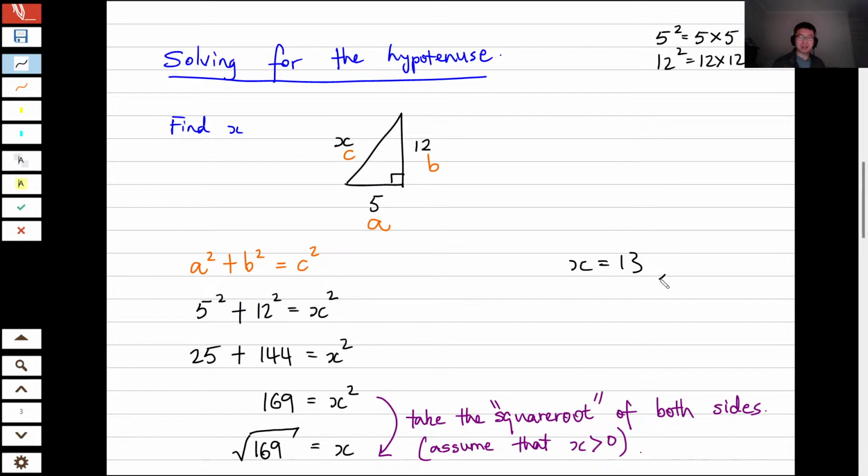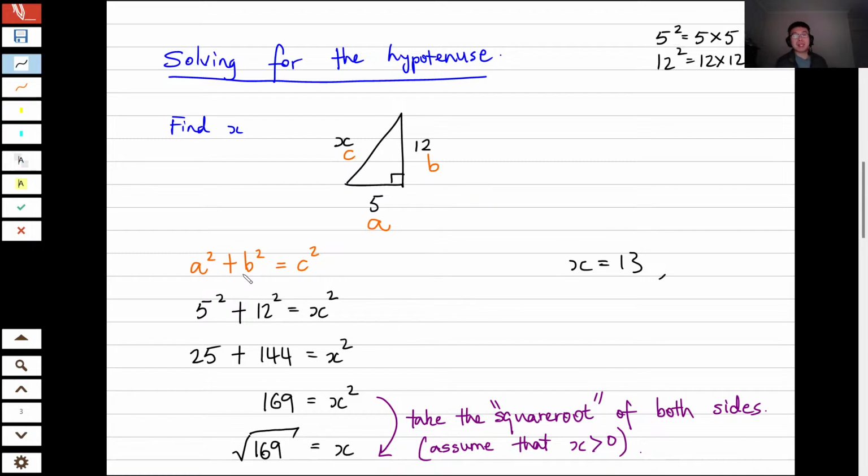So let me summarize the steps. The first thing I did was I wrote down Pythagoras' theorem, a squared plus b squared equals c squared. When you've got a lot of experience, you won't need to do this anymore and you won't need to label a, b, and c explicitly on the triangle. But if you're feeling rusty or it's been a very long time since you've done this, then go ahead and do that. It's going to make it easier.